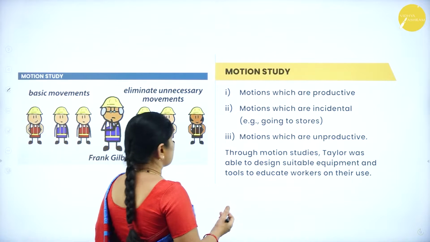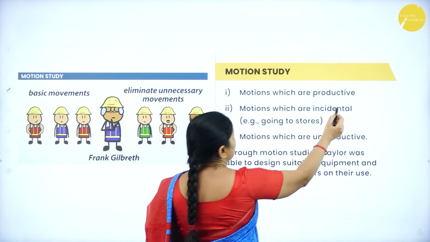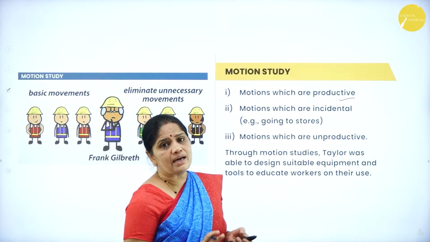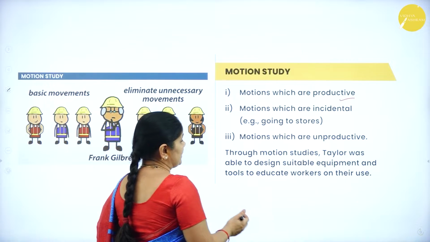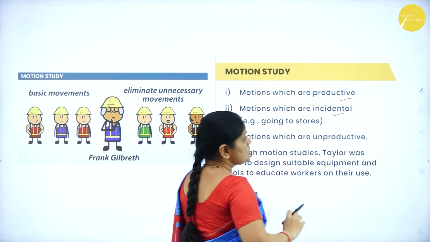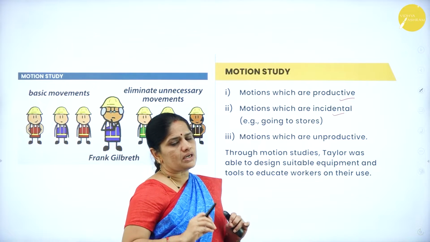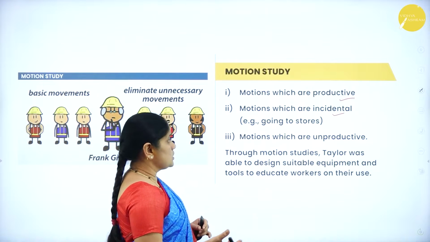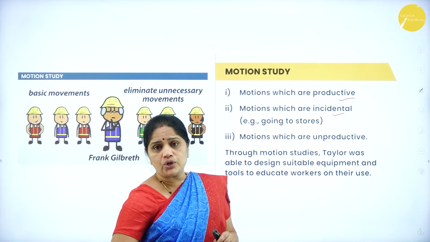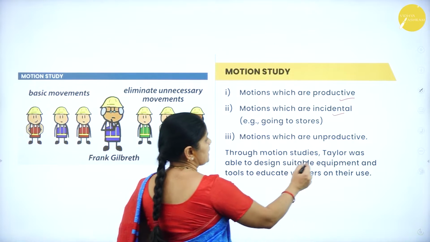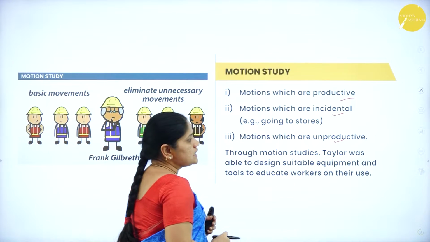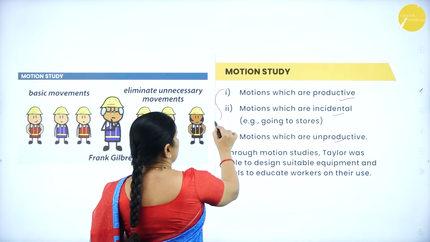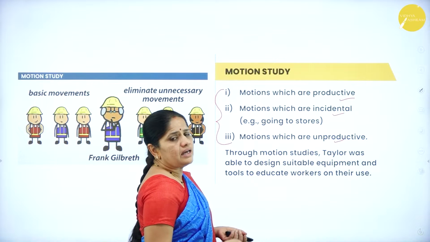So, we can see his observations. He said that there are some movements of the body which are productive, then some movements of the body which are incidental. They may be based on the situation. If the situation requires the worker to go to the storeroom, then he has to go to the store. So, there is a movement from the shop floor to the store. And then there are motions which are unproductive. So, there are certain movements of the body which are unproductive. So, these are all the observations given by F.W.